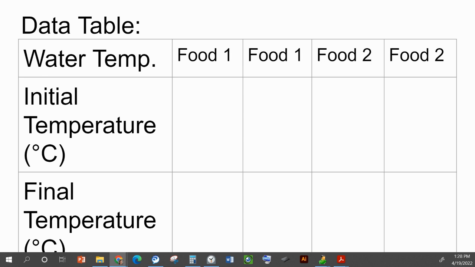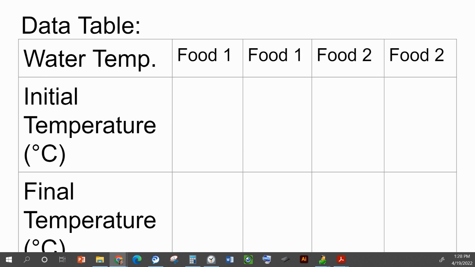So when you pick your food, you might want to write Cheeto 1, Cheeto 2, or Corn Puff 1, Corn Puff 2, so that you know what you're measuring. The other thing that I think would be good to do is to write the grams of your food. So we are just going to be measuring the heat released from a piece of food. And then if you take that number and divide it by the mass, then you're going to get a better idea of the calorie content of the food.